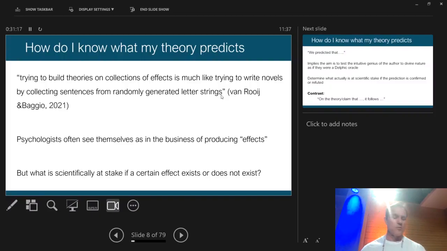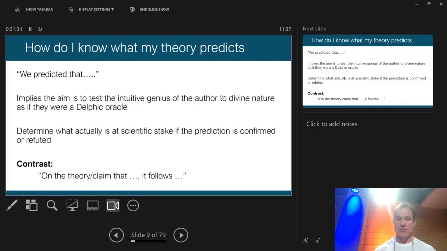And I think one way we might deal with this is something that requires a little bit more thought, but people aren't generally used to it, which is to ask ourselves, what is actually scientifically at stake here when this effect is shown to occur, to be present or not be present?